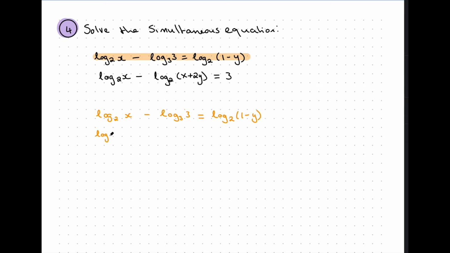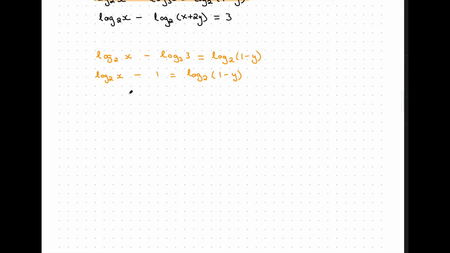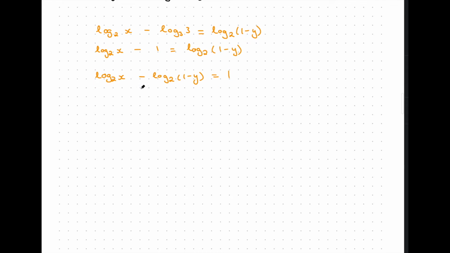So what we really have is log to the base 2 of x minus 1 is equal to log to the base 2 of 1 minus y. So what I have here then, I can rearrange that and swap things around. So I'm going to have log 2 of x, and then minus log to the base 2 of 1 minus y is equal to 1. And what I could do with that then is when I subtract in logs, what we actually have is division. So I'm going to have log to the base 2 of x all over 1 minus y is equal to 1.